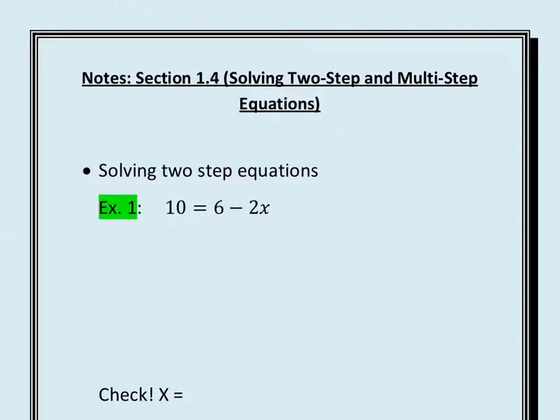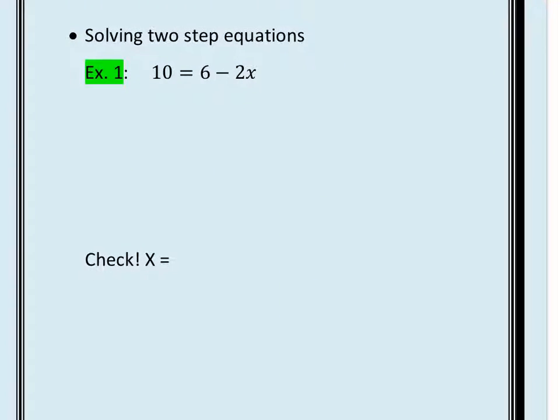So section 1-4 involves solving two-step and multi-step equations. So let's start with example 1. We're going to draw a brick wall to separate the left side of the equation from the right side of the equation. Our goal is to get the variable term isolated on one side by itself.